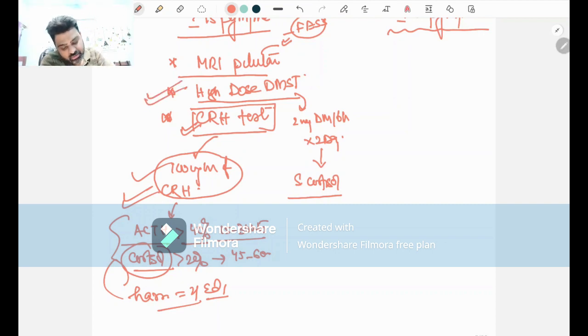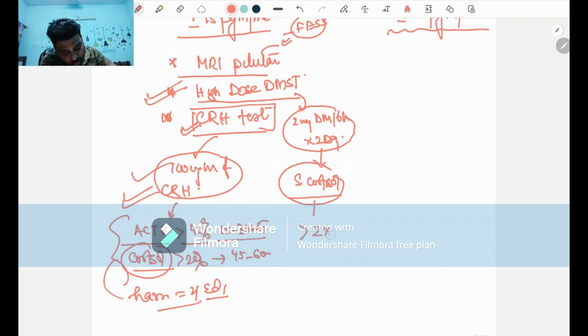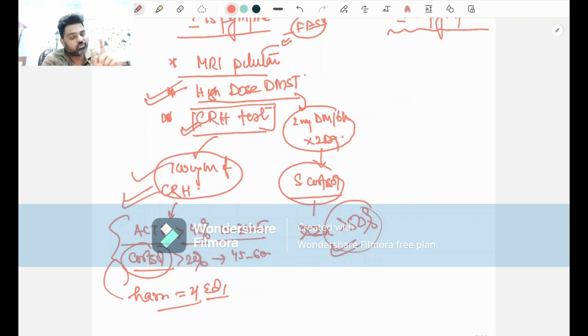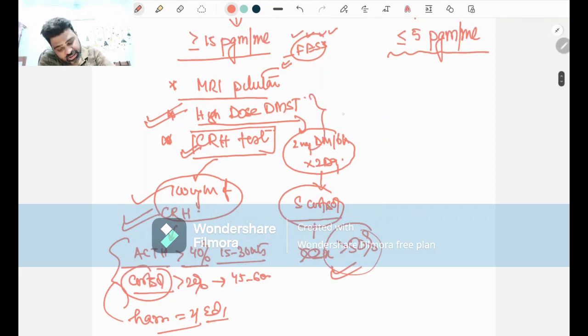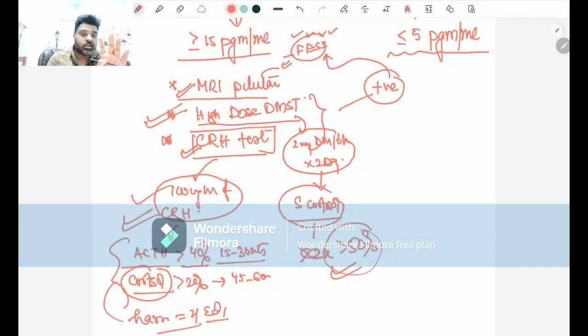For the high dose dexamethasone test, if we give this amount of dexamethasone and we measure serum cortisol, and serum cortisol decreases by 50% of the baseline, then we say that this is positive, and positive means that ACTH is being secreted from the pituitary and not from the ectopic. So if these two tests come positive, that means the patient has a pituitary adenoma and we again go for the surgery, because in 40% of the cases, MRI misses the pituitary adenoma. What Harrison says is that in 40% of pituitary cases, MRI is not able to diagnose this pituitary adenoma.